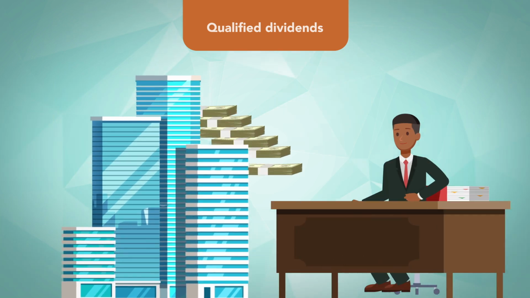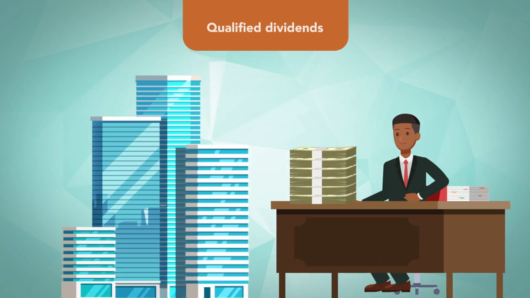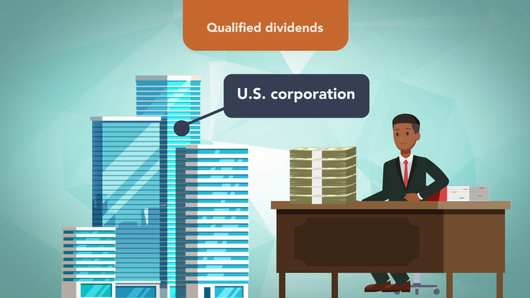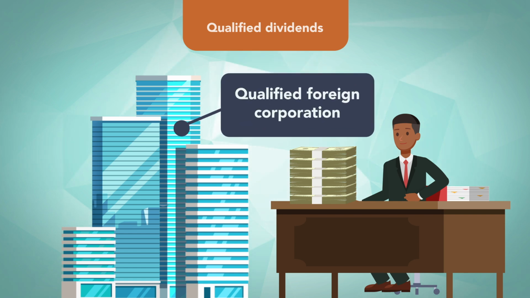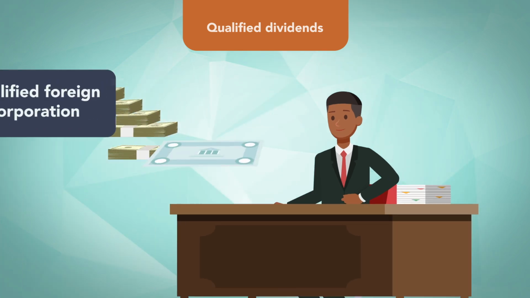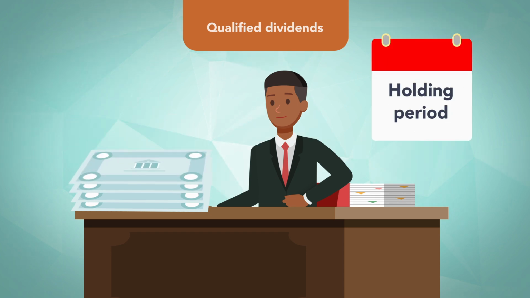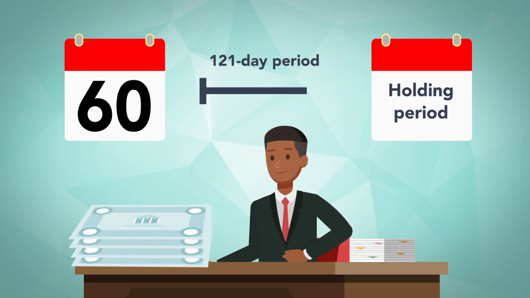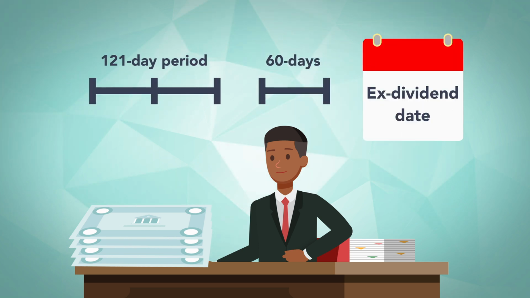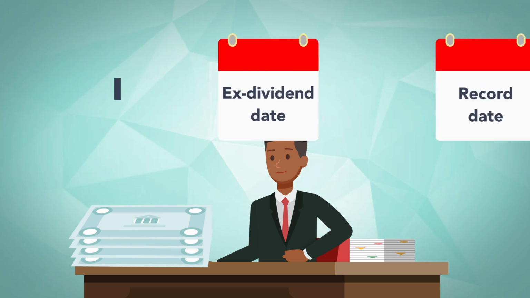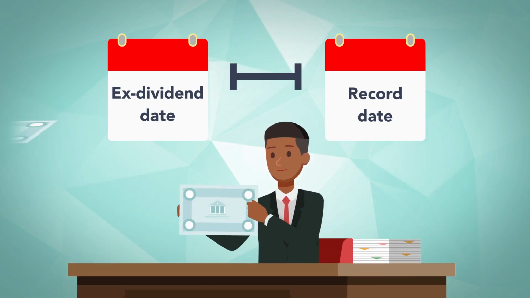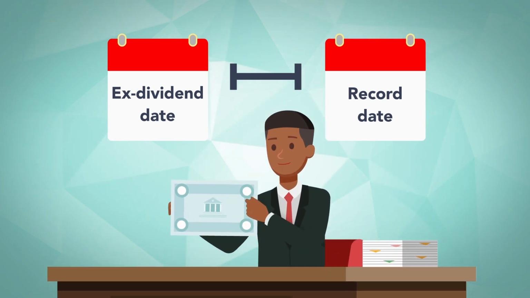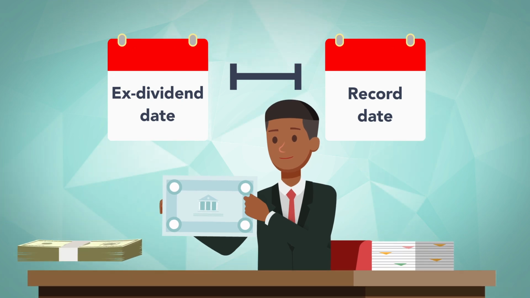To be classified as qualified dividends, the dividend must have been paid by a U.S. corporation or a qualified foreign corporation, and the taxpayer must have held the stock for the qualifying holding period. This means that the taxpayer must have held the stock for at least 60 days during the 121-day period that begins 60 days before the ex-dividend date. The ex-dividend date is usually the day before the record date, which is the date on which one must have held the stock to be eligible to receive a dividend.